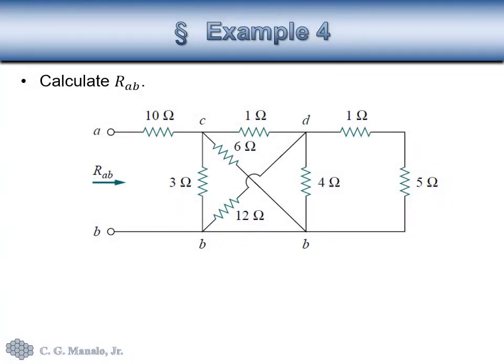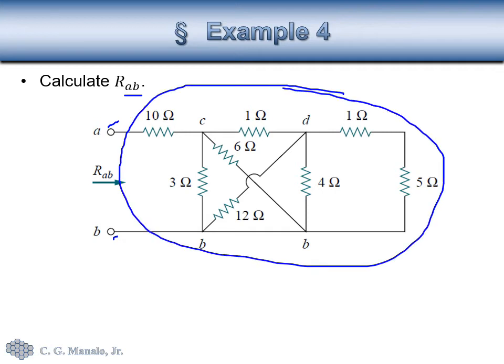In this example, we are to determine the resistance RAB. This is the resistance that we will get if we measure the resistance between this terminal and this terminal. In other words, we're trying to get a single resistance, which is the equivalent resistance of this network of resistors.